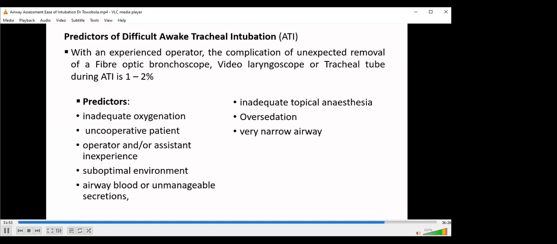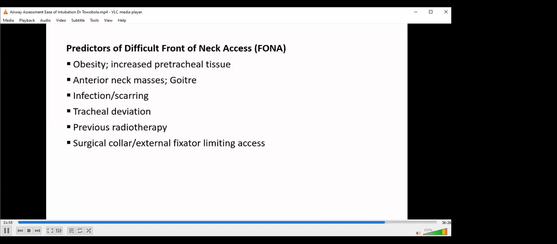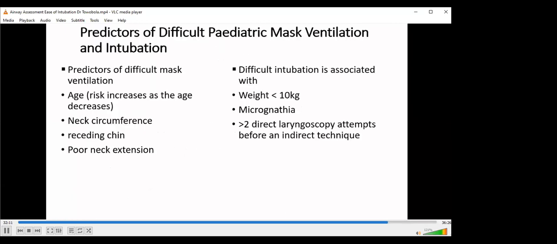Predictors of difficult front of neck access include obesity, anterior neck masses, infection or scarring, tracheal deviation, previous radiotherapy, surgical collar or external fixator limiting access.